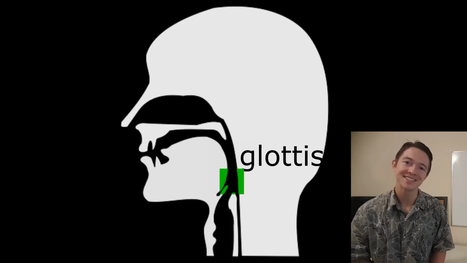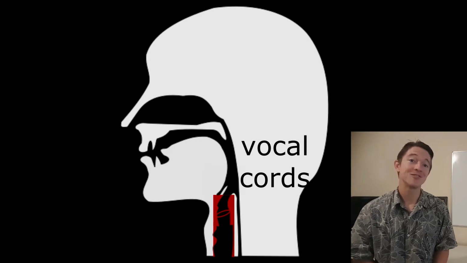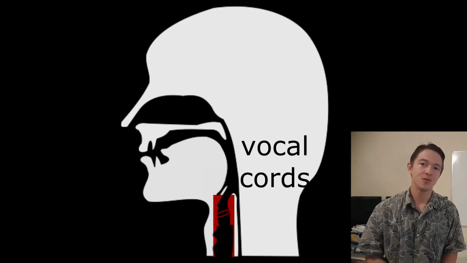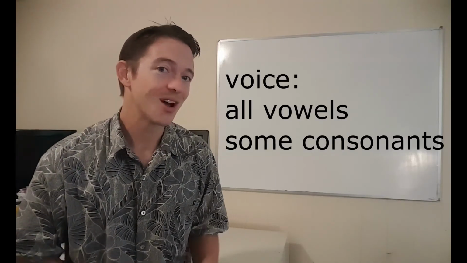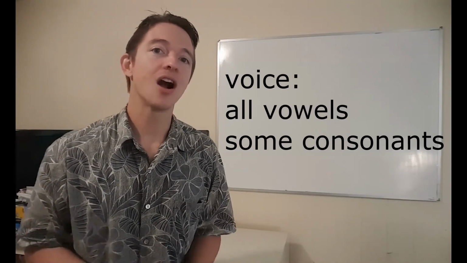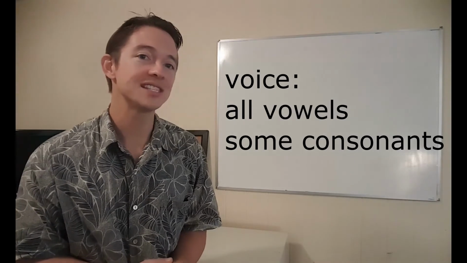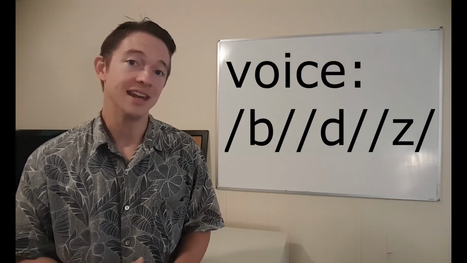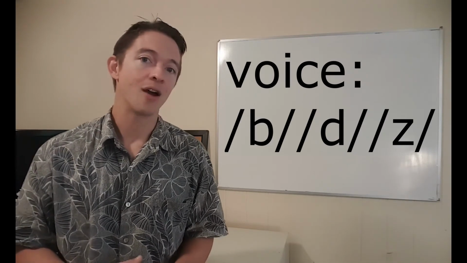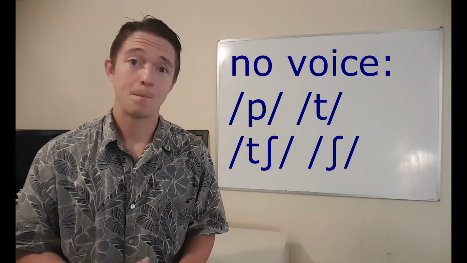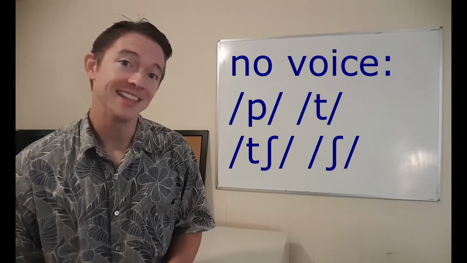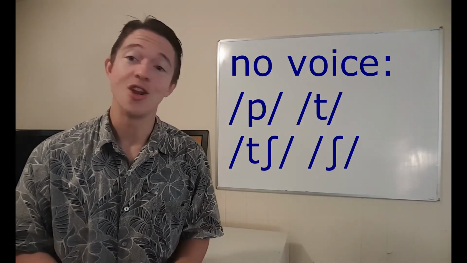H is at the glottis. You also have vocal cords, which move quickly to make your voice. Vowels always have voice, but consonants only have voice sometimes. B, d, and z are voiced. P, t, ch, and s are not voiced.